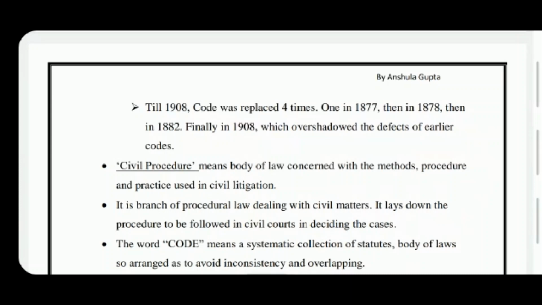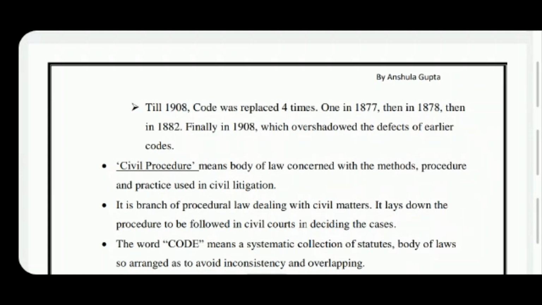Now, we will understand the literal meaning of Civil Procedure Code. So, firstly, what is civil procedure? Civil procedure means a body of law. That means a proper structure has been given to some law which is concerned mostly with the methods and the procedure which are used in civil litigation.